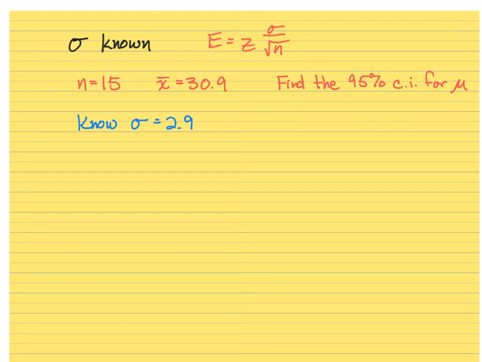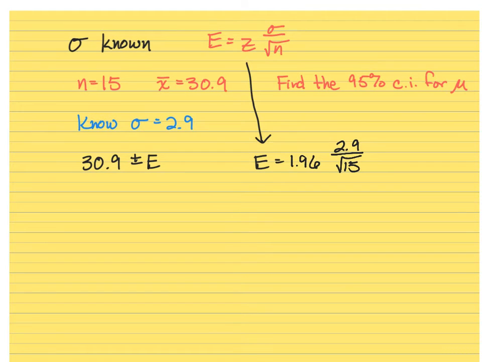So finding the confidence interval is simply this: you take your sample mean from your sample plus or minus your error. For your error, it's the z score associated with a 95% confidence level. If you look in table A2, it's 1.96 times sigma over the square root of 15. So you're just using the same z-score that you used with proportions.